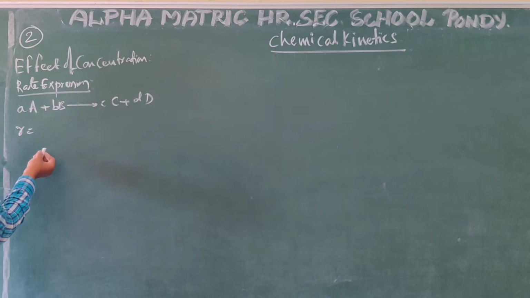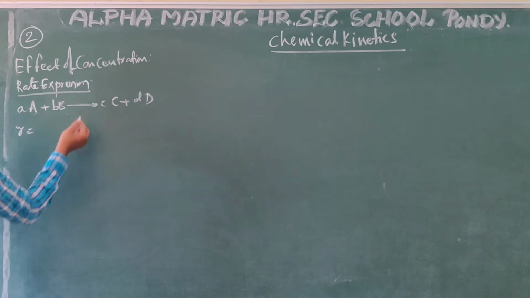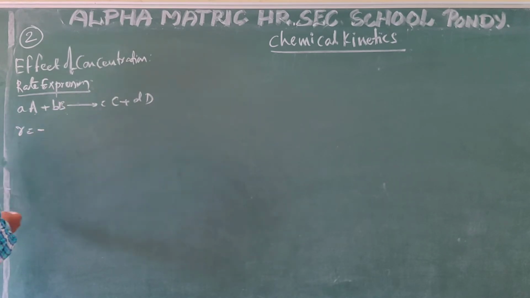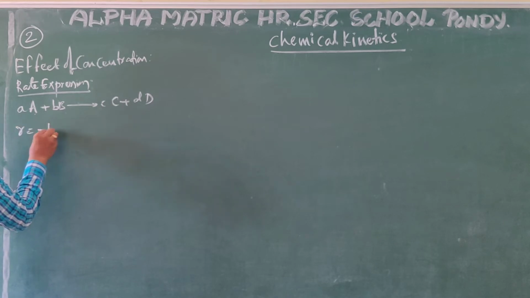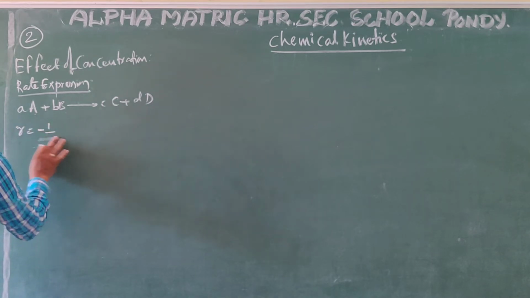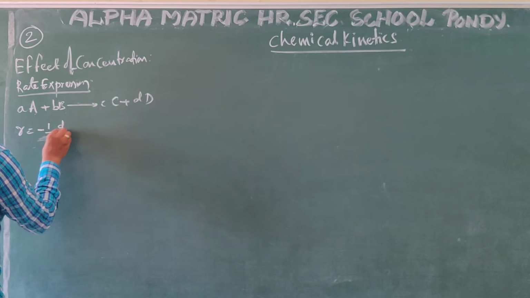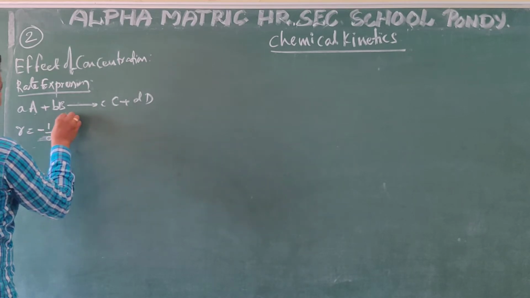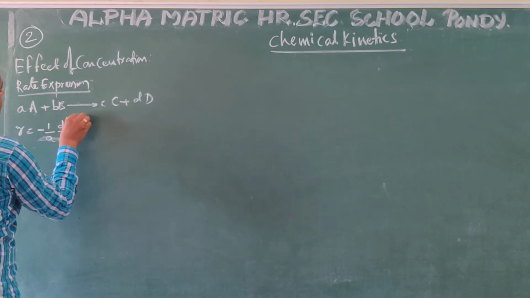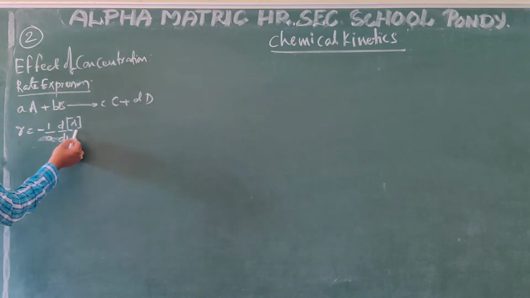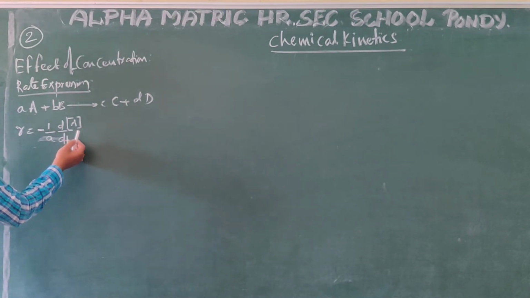One mole means 1 by a. The reactants are going to disappear, so I am writing a minus sign. So it is minus 1 by a, d by dt of the concentration of A. This square bracket is important; the square bracket represents the concentration of A.